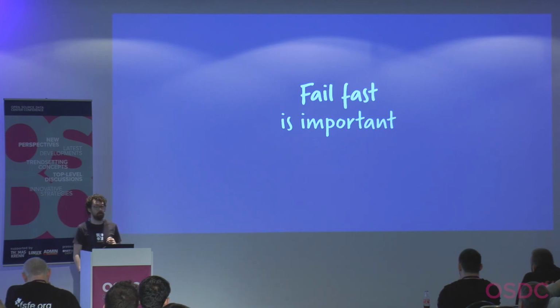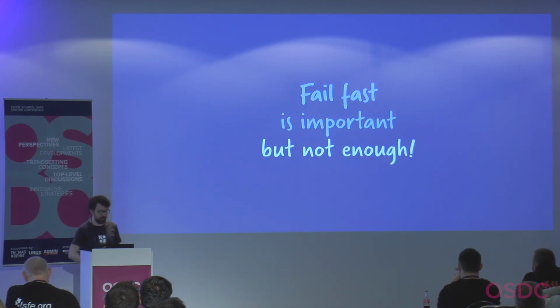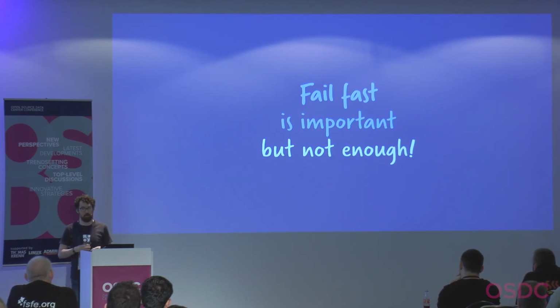So failing fast is important because if we didn't have the circuit breaker, it would of course mean that we would have this horrible network that is very, very slow, and we don't really know what's going on. But it's not enough. We actually should think beyond this a bit.